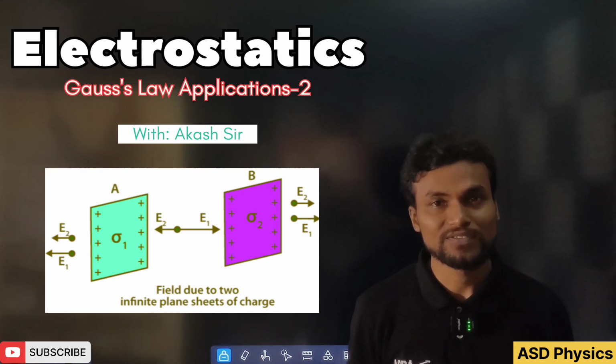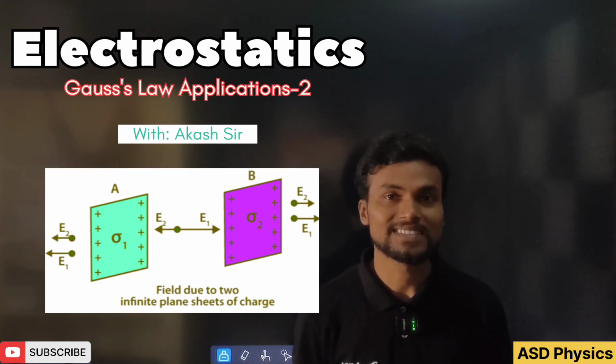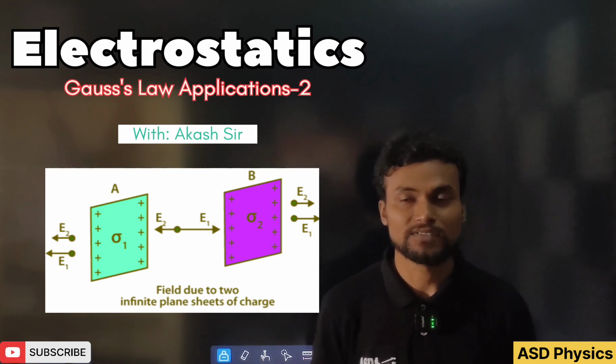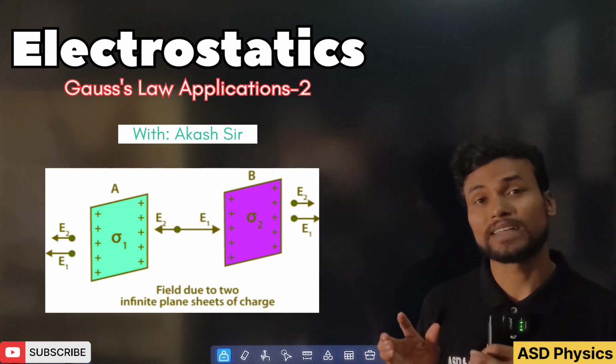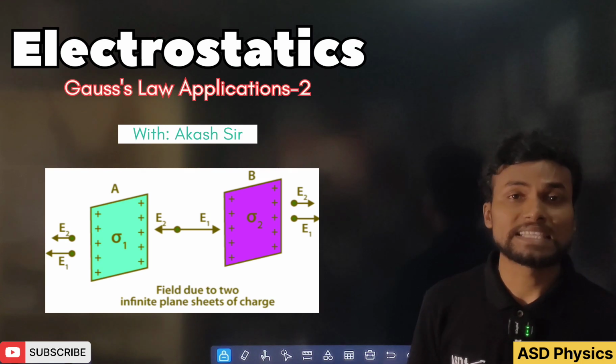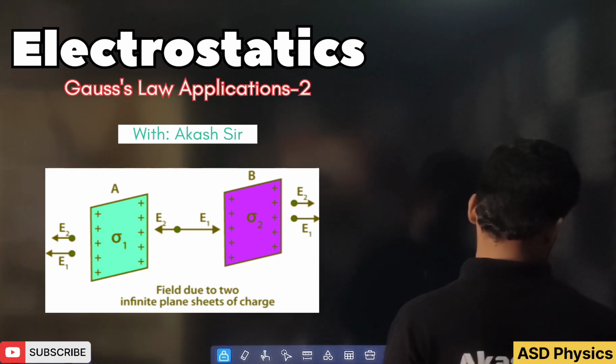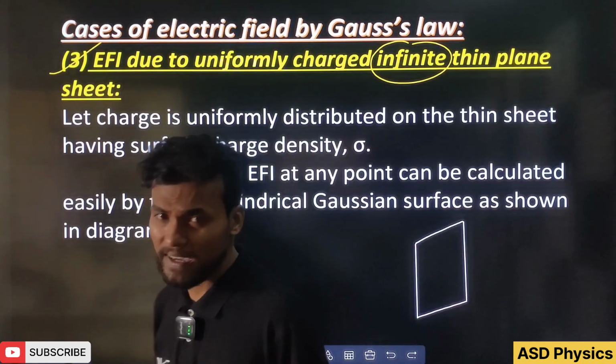So students, in the last video we covered electric field intensity due to conducting and non-conducting spheres. In this video we are going to see electric field intensity due to an infinite thin sheet and an infinite thick conducting sheet. Now the question arises, what do you mean by an infinite sheet?